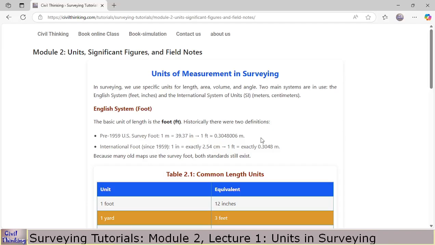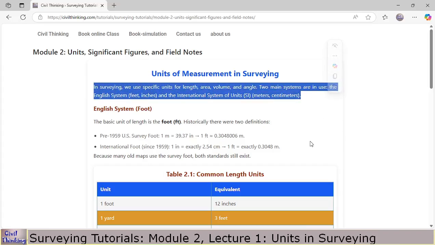We have already covered module 1, that was Introduction to Survey. Now this is module 2 and our first lecture, based on units of measurement in surveying. We will see different units for length measurement and different units for angle measurement in surveying.